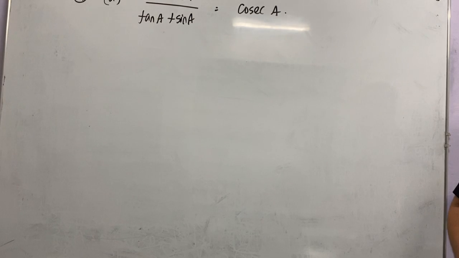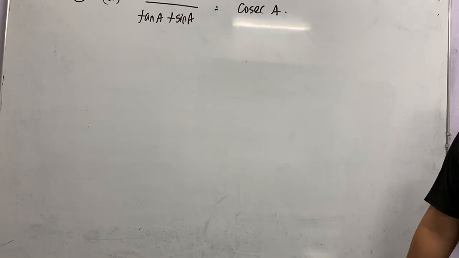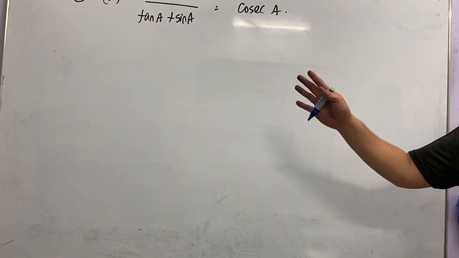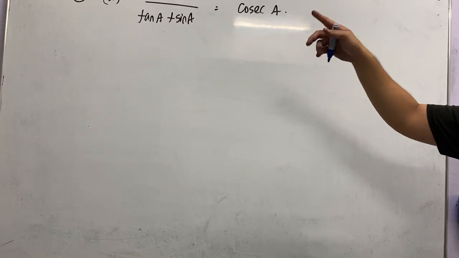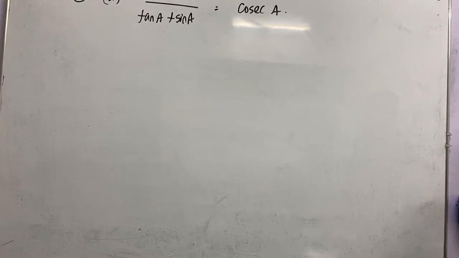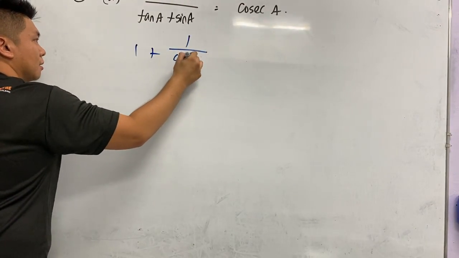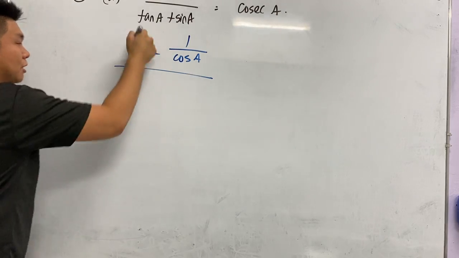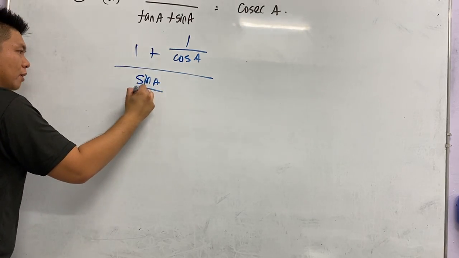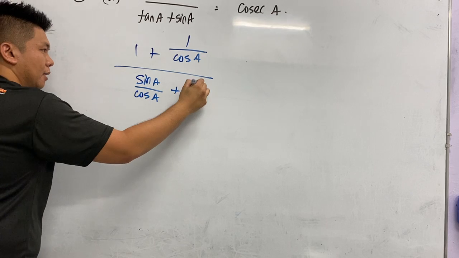Okay, tell me, what is cosecant A? 1 over sin. Oh, you know already. Okay, what is secant A? 1 over cos A. Then tangent A, what's the formula for tangent A? Sin over cos, right? You know everything. Substitute lah. So, 1 plus 1 over cos A, divide tangent A, sin A over cos A, and then plus sin A. Boleh?